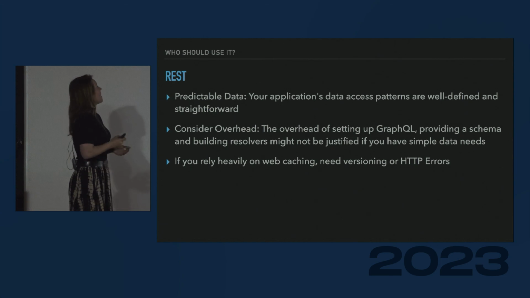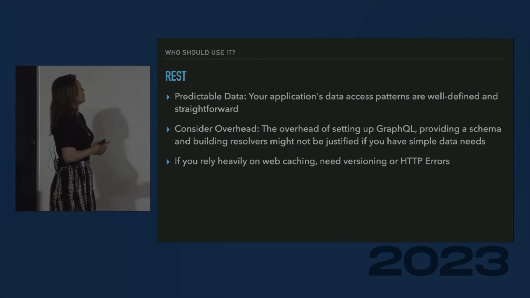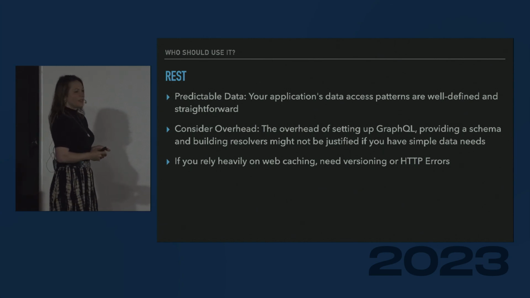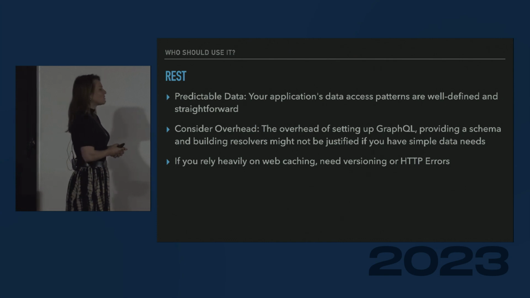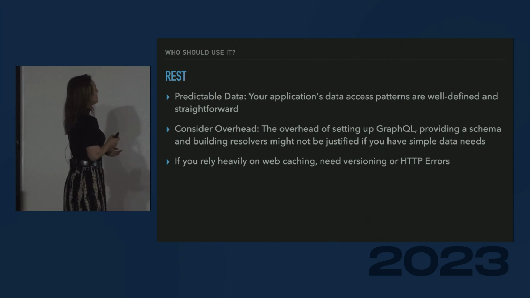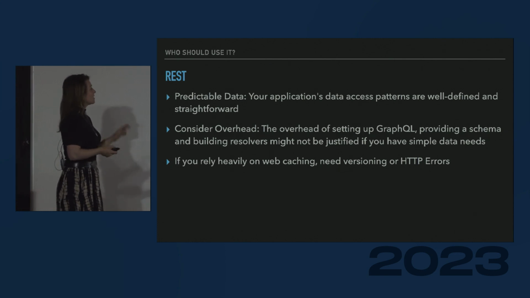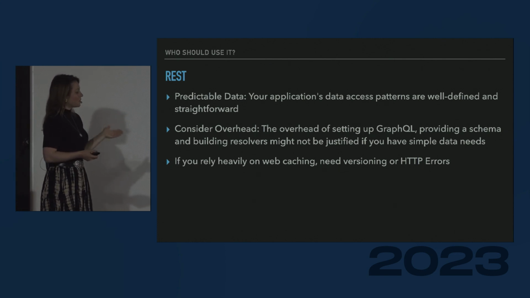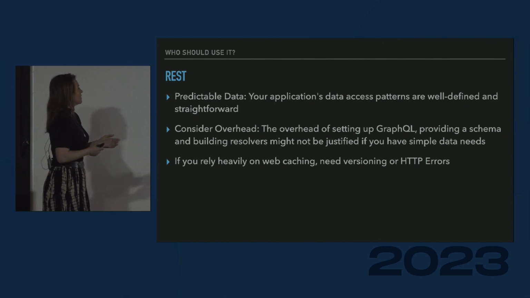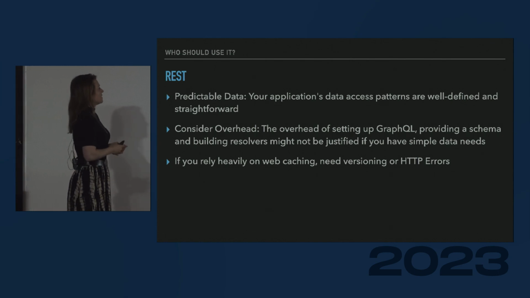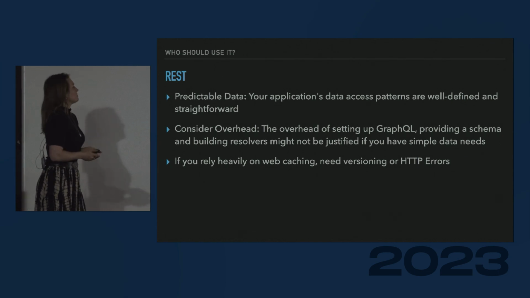On the other side, I think REST is a really great choice for predictable data. If that doesn't change a lot, I don't think you need GraphQL. Also, there's a lot of overhead still required. You need to set up the schema, you need to have resolvers that will actually resolve the query down to the server services that you're using underneath. So that might not be justified for everybody.